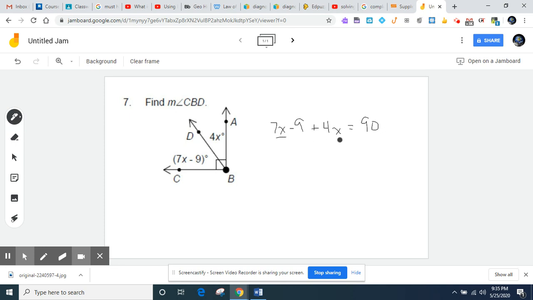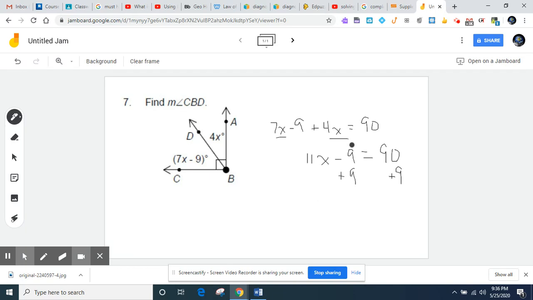So we're going to take the 7x and the 4x, and we can combine those together, and that'll give us 11x. And then we have our minus 9, and there's nothing to combine that with, so we're just going to bring that down. Minus 9 equals 90. Okay, now we can do our inverse operation because we want to get rid of this 9. So since we're subtracting 9, we're going to do the inverse, which would be to add 9. And whatever we do to one side of the equation, we want to do the same thing to the other side of the equation to keep it balanced.